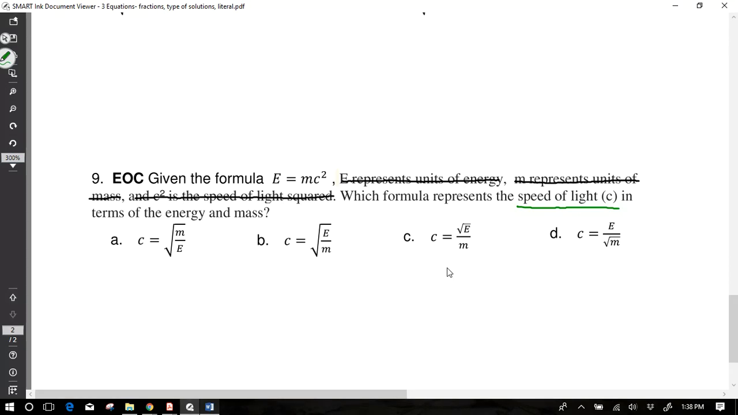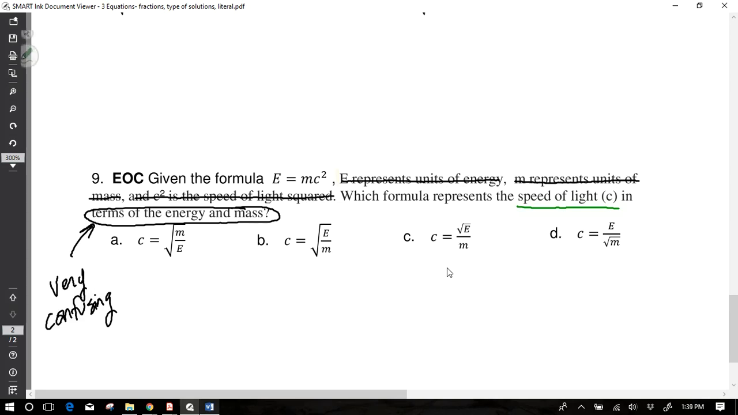This part here, in terms of energy and mass, this tends to confuse a lot of students, okay? But don't let it confuse you. Very confusing, right? It's really just trying to say, solve for C. And if you're not sure that they're saying solve for C, look at all your answer choices. They all have been solved for the variable C. All right?